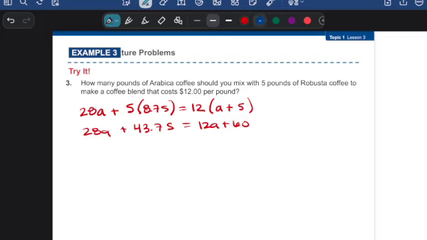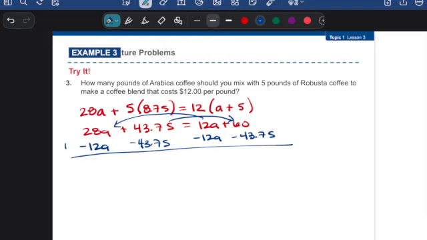Okay, and we're going to move our variable terms to the left and our constants to the right. So subtracting 12a from both sides, make sure you line up your like terms. I can't subtract 12a from 43.75. I can only subtract it from its like term, the other variable term. Subtracting 43.75, same thing, line up your constants. You can't subtract a constant from a variable term.